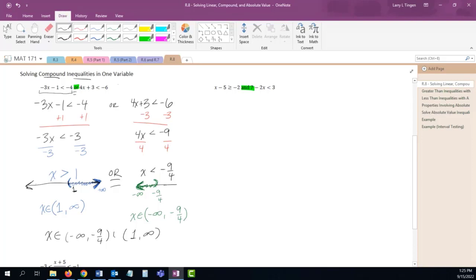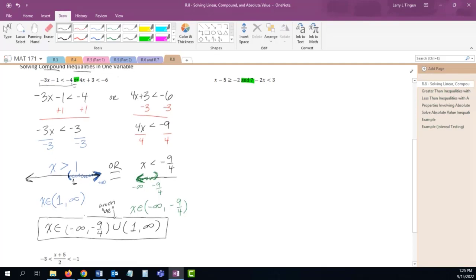And to put these together, I use a U. This is called a union, and it is synonymous with an OR. All right, so this is what my solution set looks like in interval notation. Interval notation is the tougher of the two. The other one is called set builder, and I'm not worried about set builder because it's really self-explanatory. So we have put together our solution.